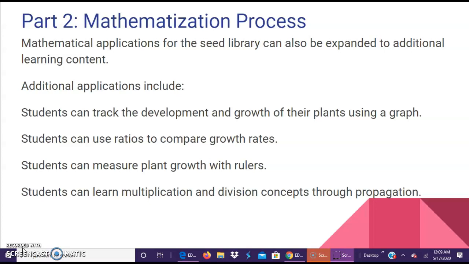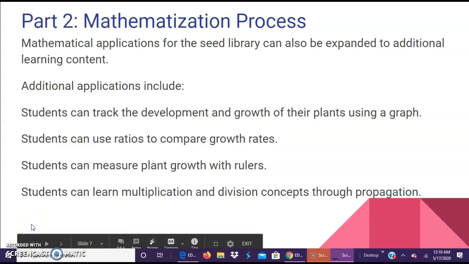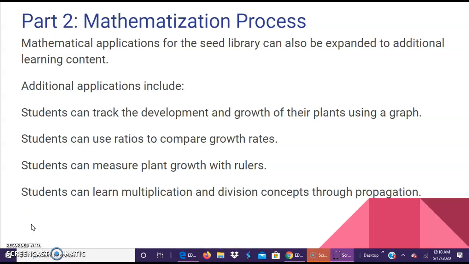Of course, students can measure the plant's growth with rulers, and that involves different types of units like inches and centimeters. And students can also explore multiplication and division concepts through plant propagation. We can grow our own plants through these propagation methods and explore how plants can do this naturally. And of course, there are automatic connections to English language arts and science concepts as well.